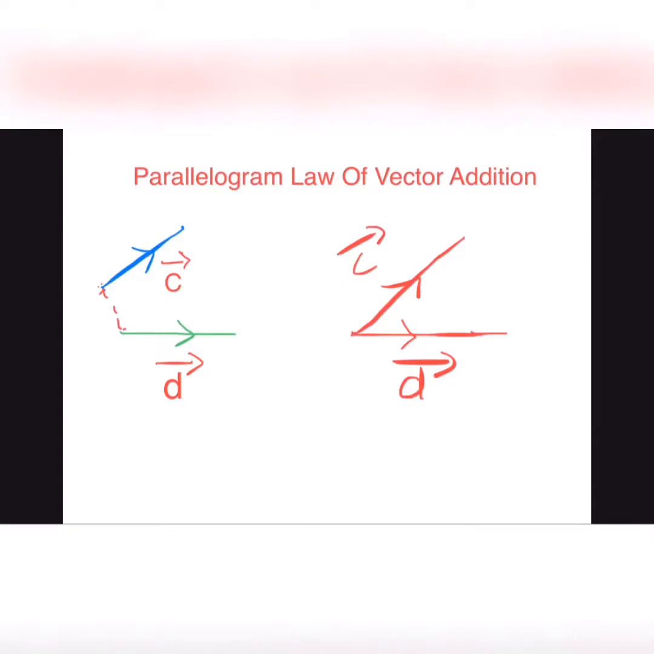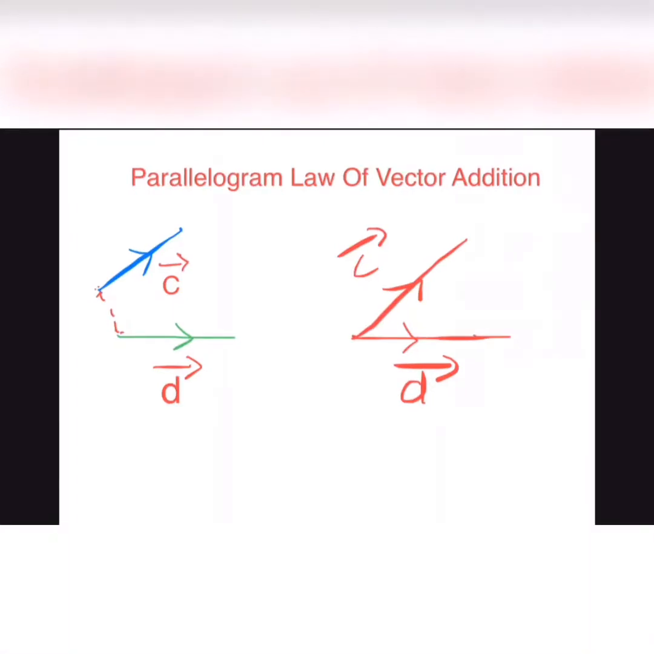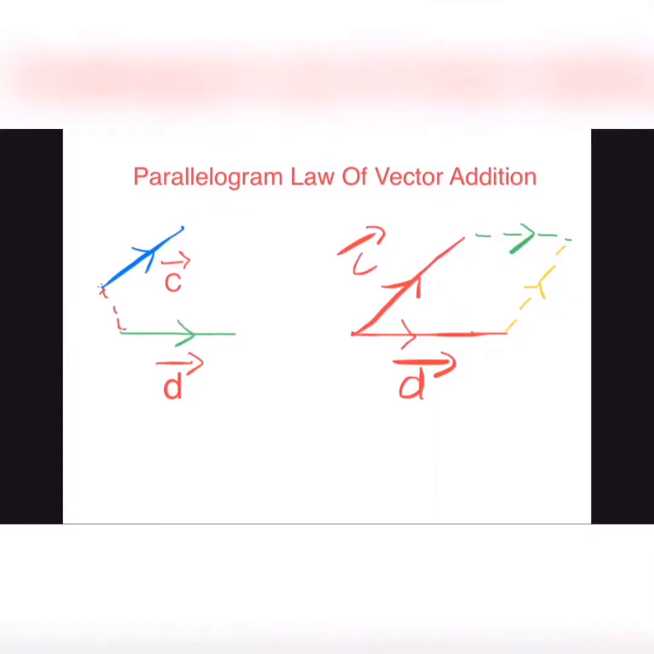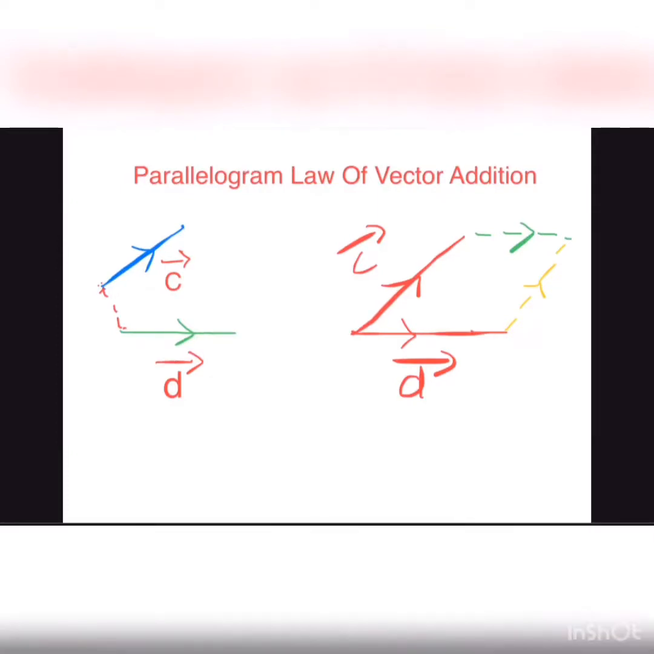Now if we draw a vector parallel to vector C and a vector parallel to vector D, they form a parallelogram. The diagonal through their common point of vector C and vector D gives us the vector sum. That is, the resultant vector will be the diagonal through their common point, and this is their vector sum, vector C plus vector D.